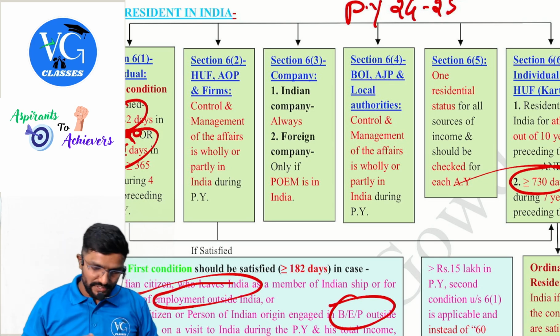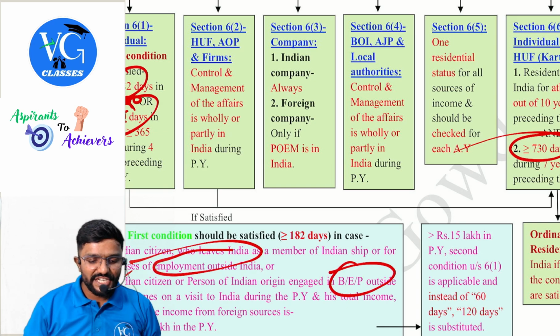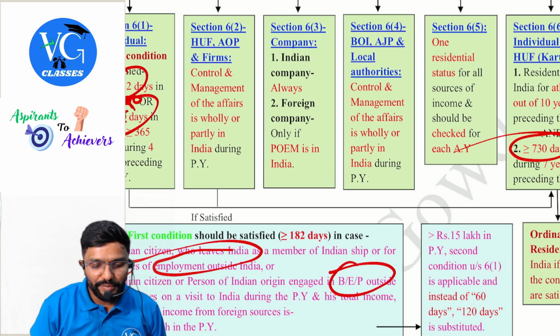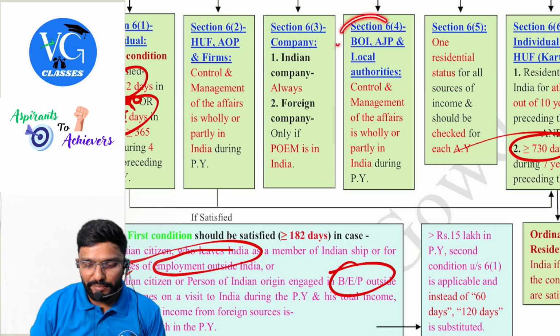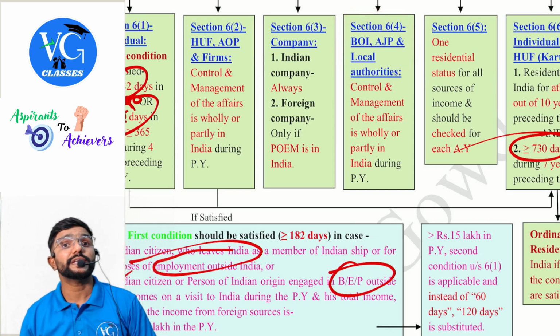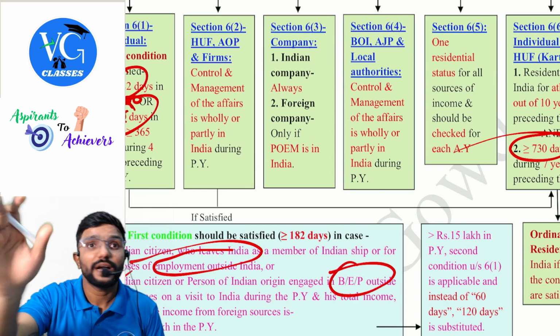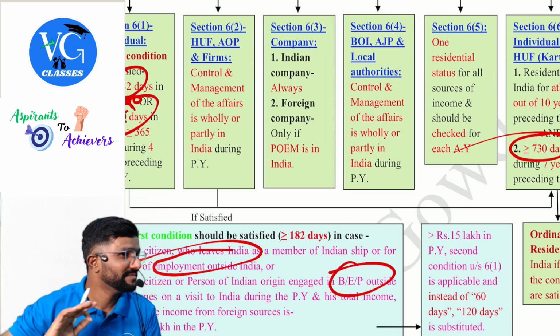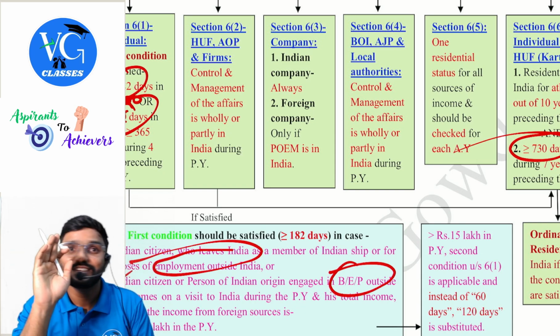Okay, done with individuals. Now coming to the second set of persons. Guys, the residential status of HUF, AOP and partnership firm is given in section 6 subsection 2, and also BOI, AJP and local authorities. AJP, not BJP. You know BJP? I'm not talking about that.